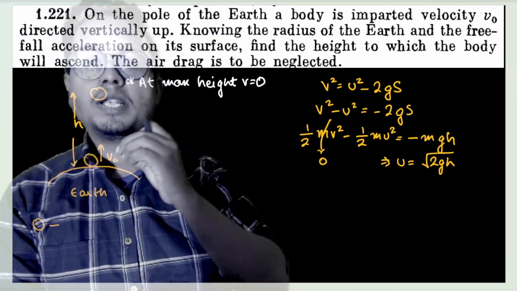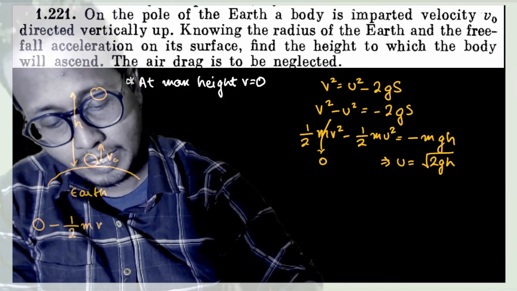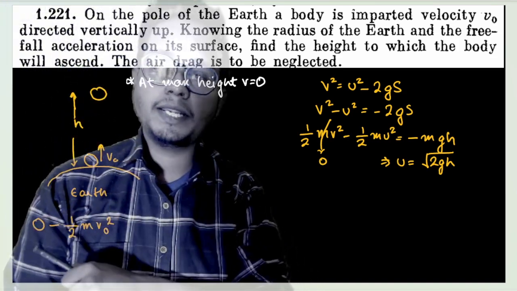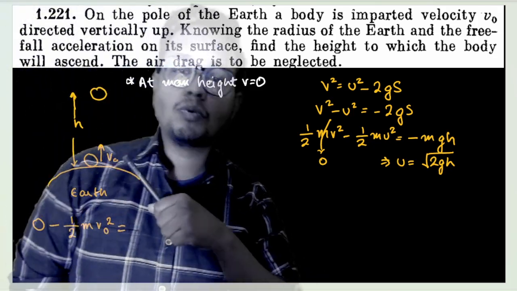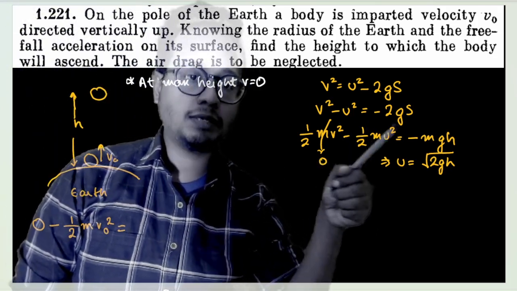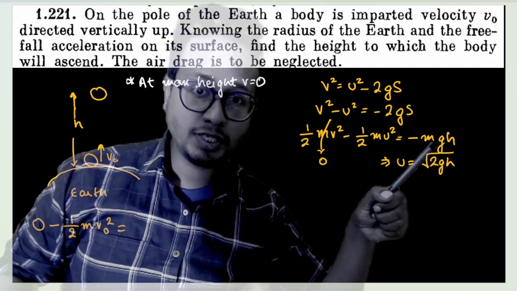Okay. What is the initial kinetic energy? Half m v naught square. So final kinetic energy minus initial kinetic energy is equal to the work done by gravitational force. But the work done by gravitational force would not be minus mgh. Why? Because the value of gravitation out here is not constant.